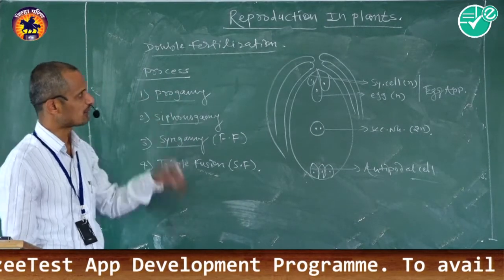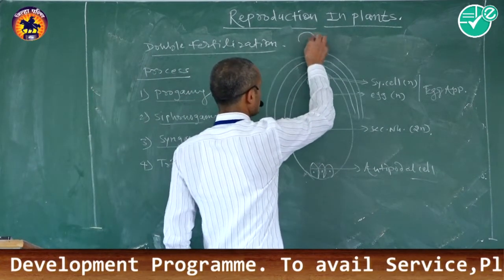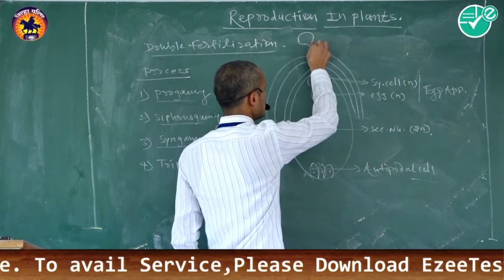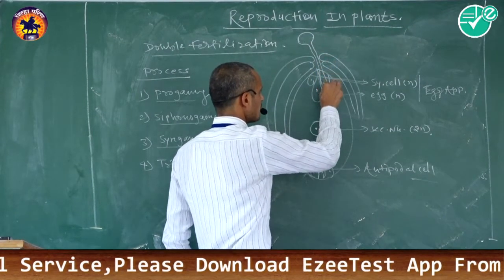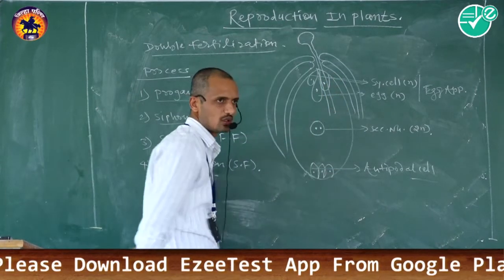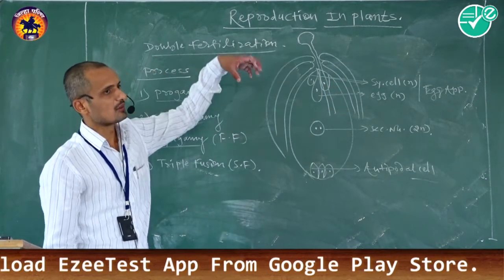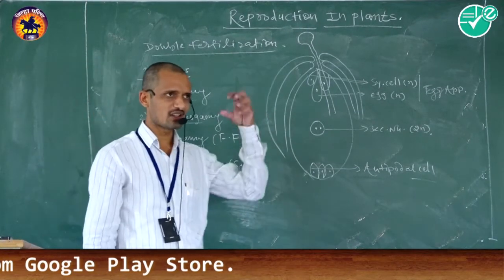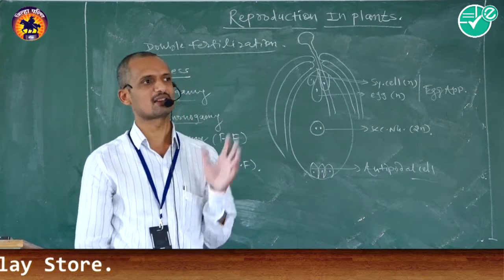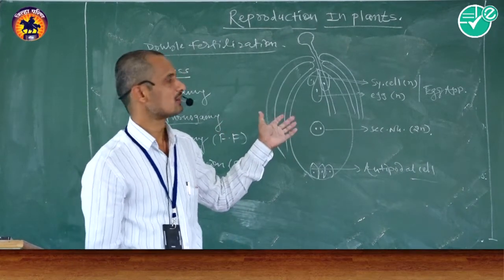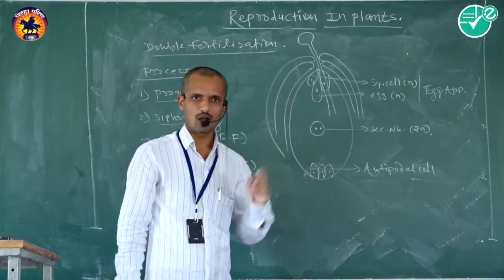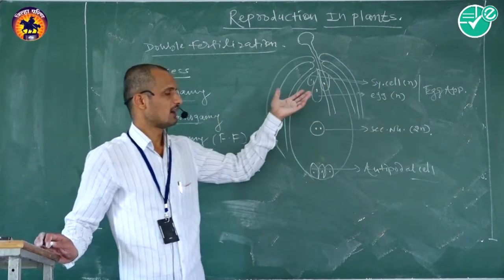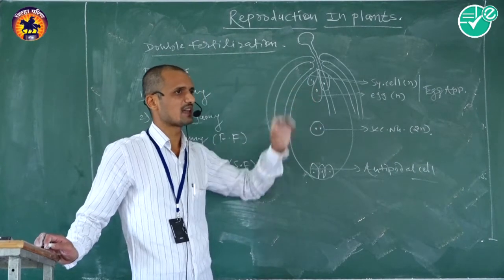First one is progamy, meaning entry of pollen tube. The pollen tube is a part of the male gametophyte. These pollen tubes should enter inside the ovule through the micropyle, that is called progamy. After entry of the pollen tube inside the micropyle, they will absorb the synergid cell containing material and enter inside the embryo sac.